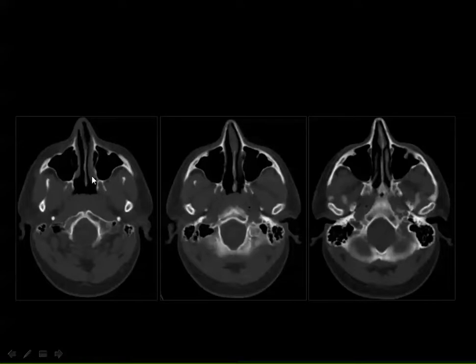Then the inferior nasal turbinates, the maxillary antra, these are the nasal bones, and here are the pterygoid blades, the medial and lateral pterygoid blades. This is the zygomatic bone, and this is the coronoid process of the mandible, and this is the head of the mandible, or the condyloid process.